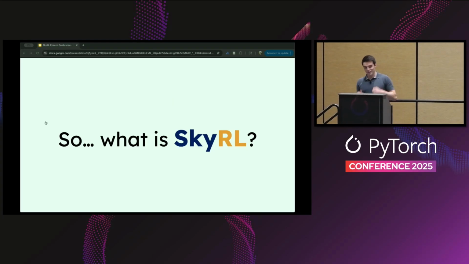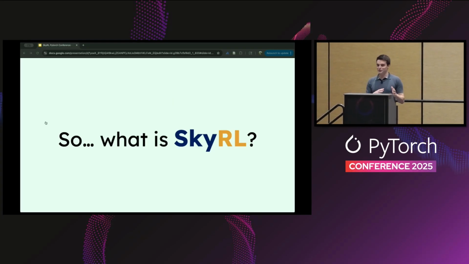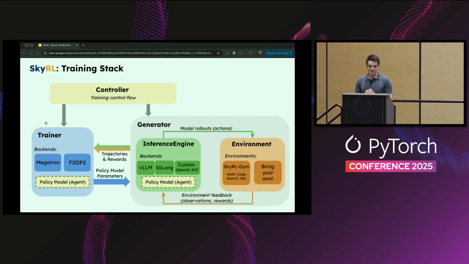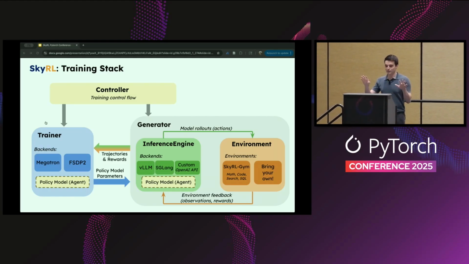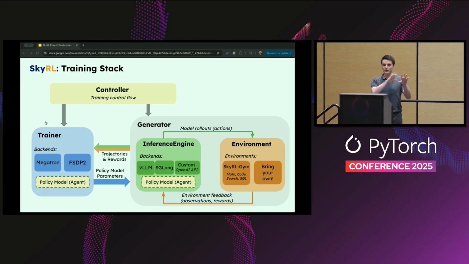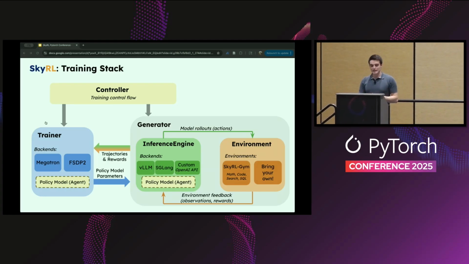And so I've given you a lot of motivation about what we don't want, what we do want. So now let's get into what SkyRL is and what it looks like. So I'm going to start with a high-level view of the architecture of the training stack, and then I'm going to walk through the components one by one.